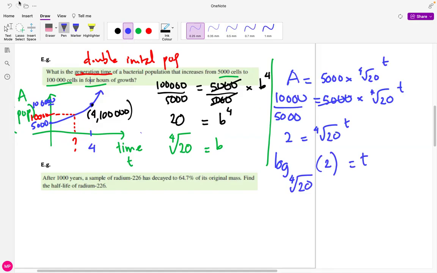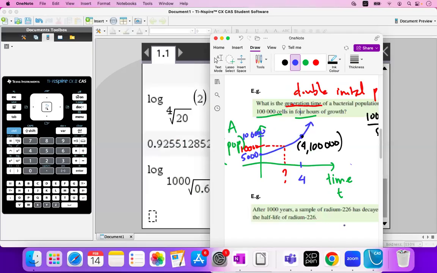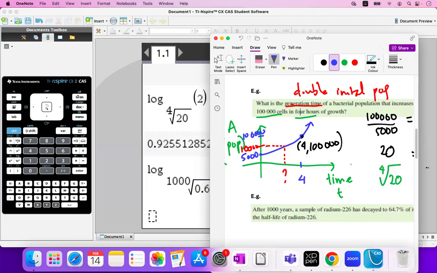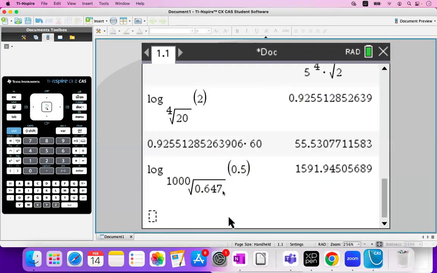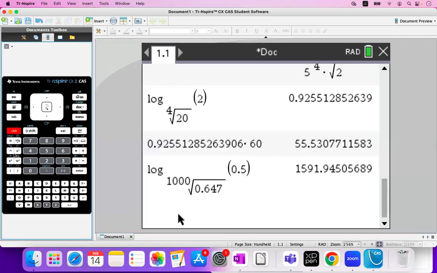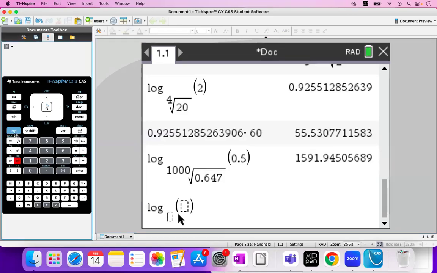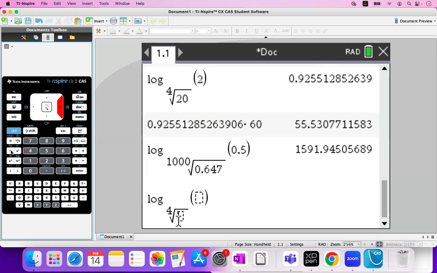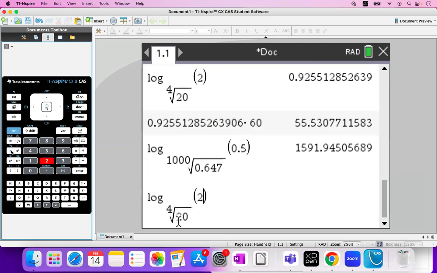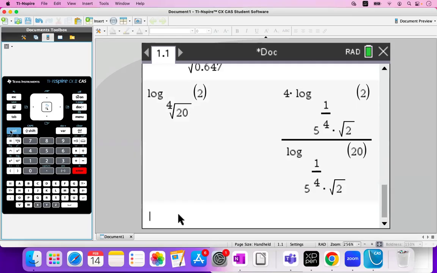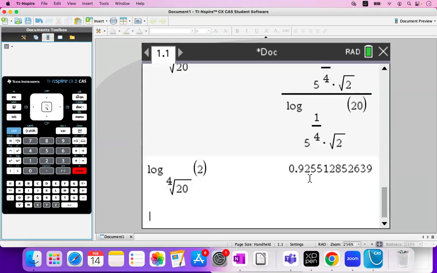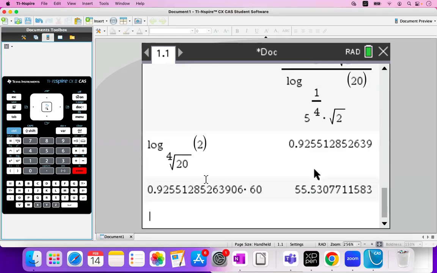Okay. Then I would go to my calculator and I want to do log base fourth root of 20 of 2. And that gives me, if I control enter, 0.925 hours. And if you want to convert to minutes, you're going to times this by 60. So it will take me 55.53 minutes to double the population.